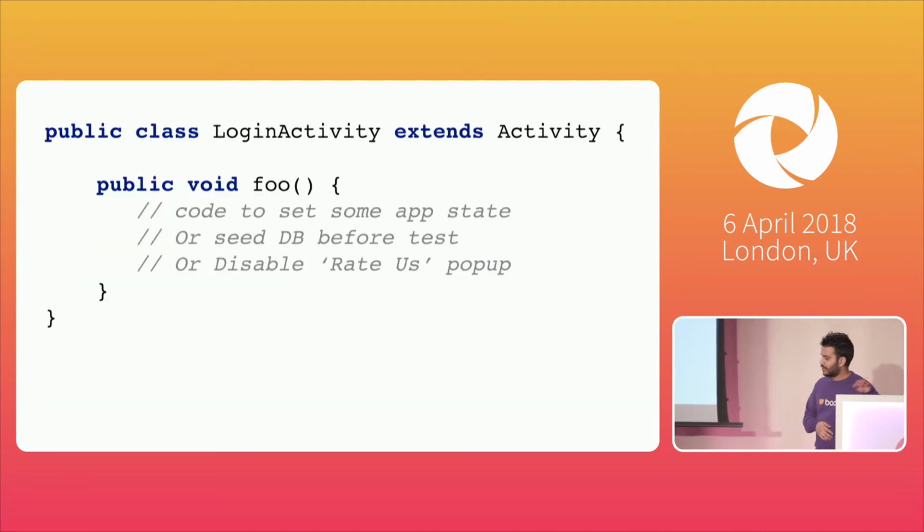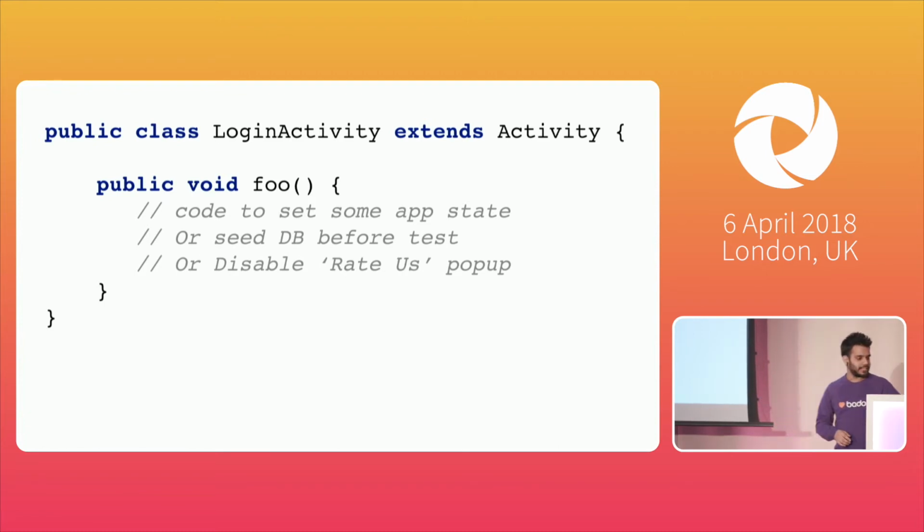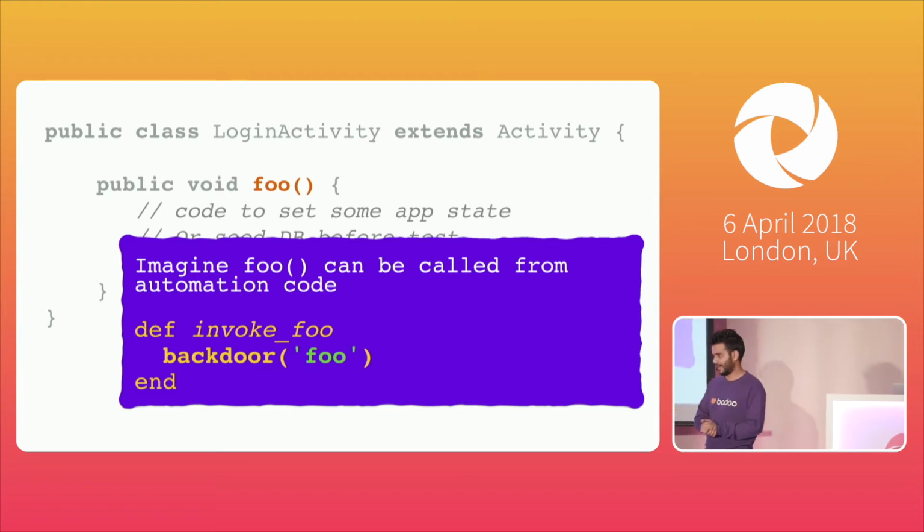So imagine you have an Android application, and it has an activity, let's call it login activity. And you can define a public method, let's call it foo. And in this method, you can write the logic to mock the shake functionality or flip to snooze, or probably to disable the what's new or the random pop-ups. Imagine you could call this method from your test automation code base.